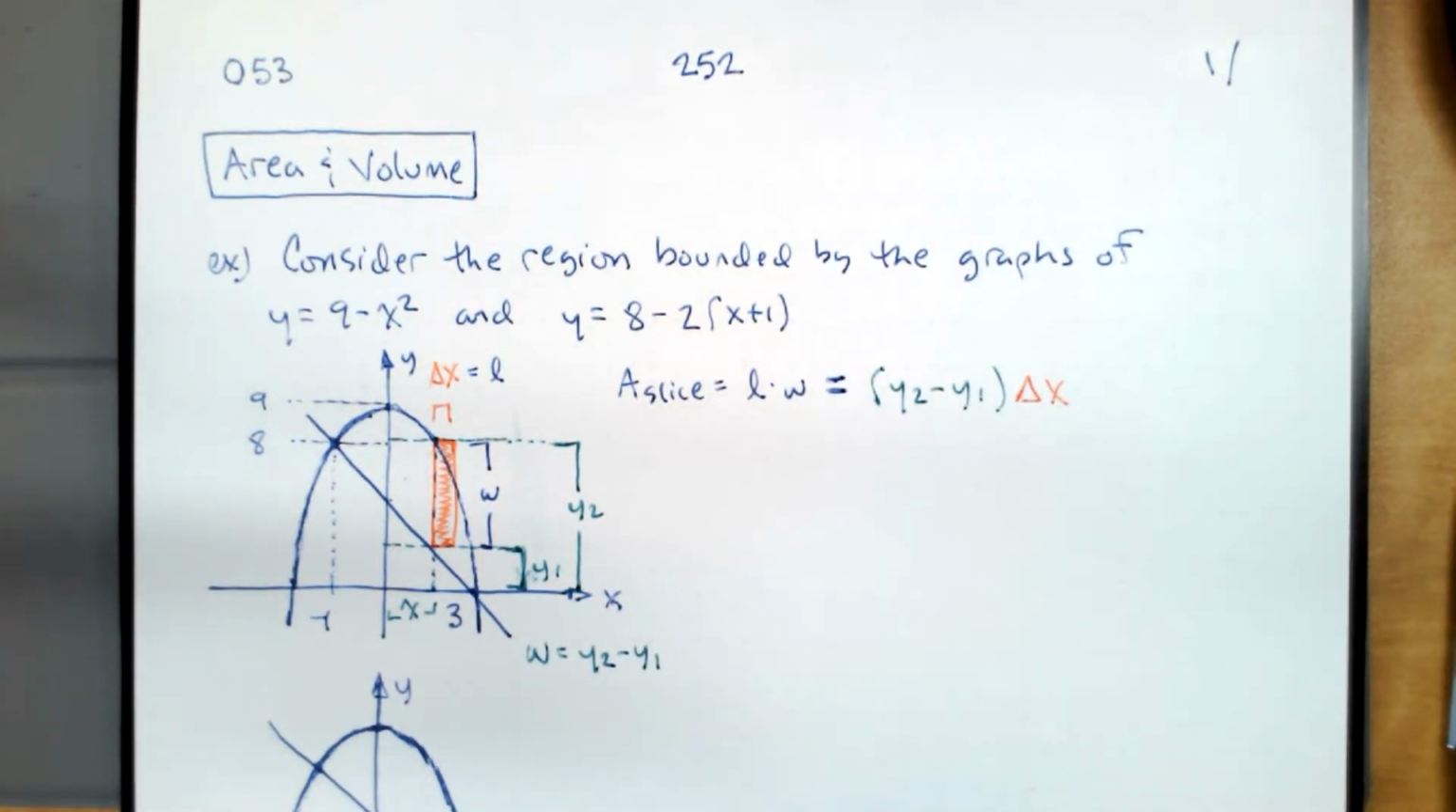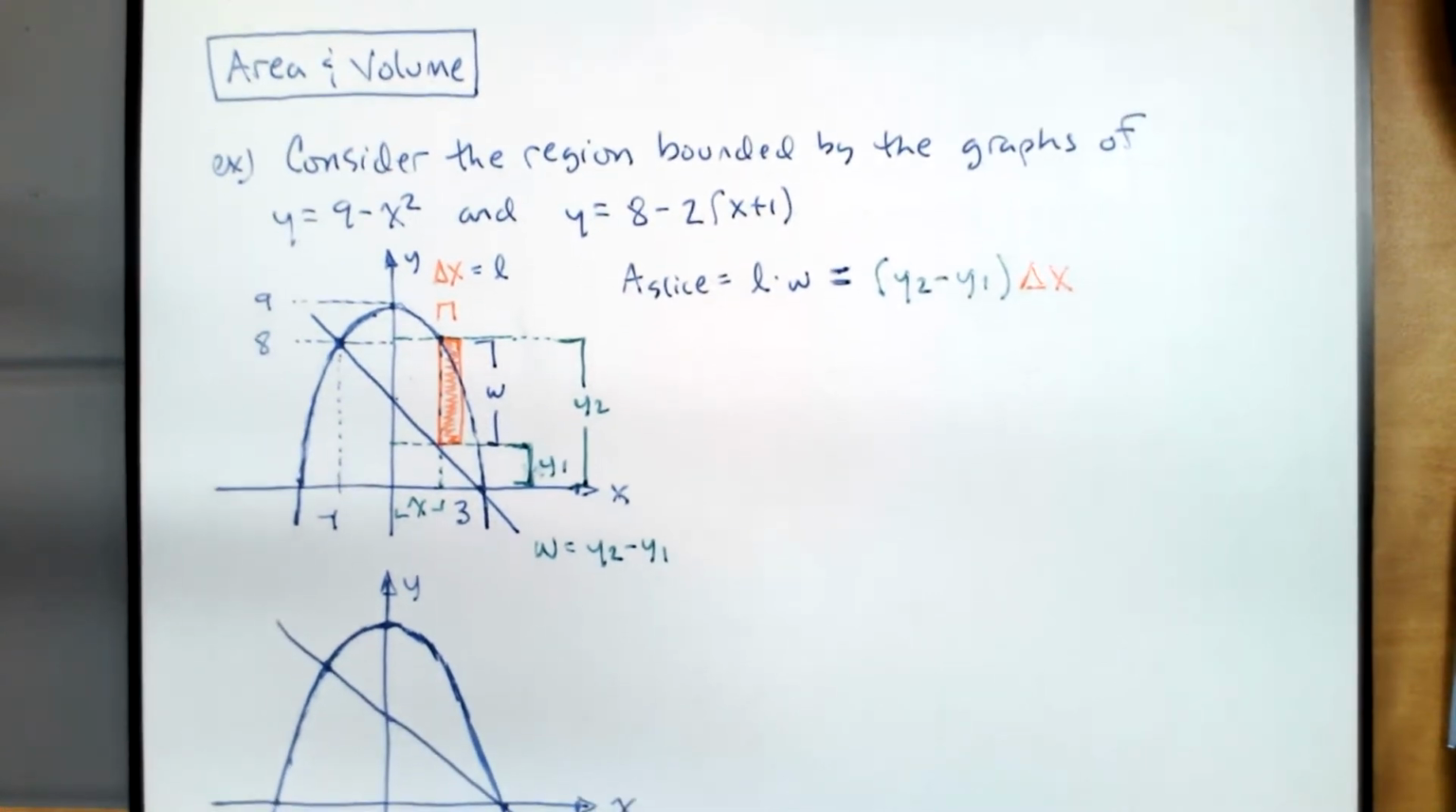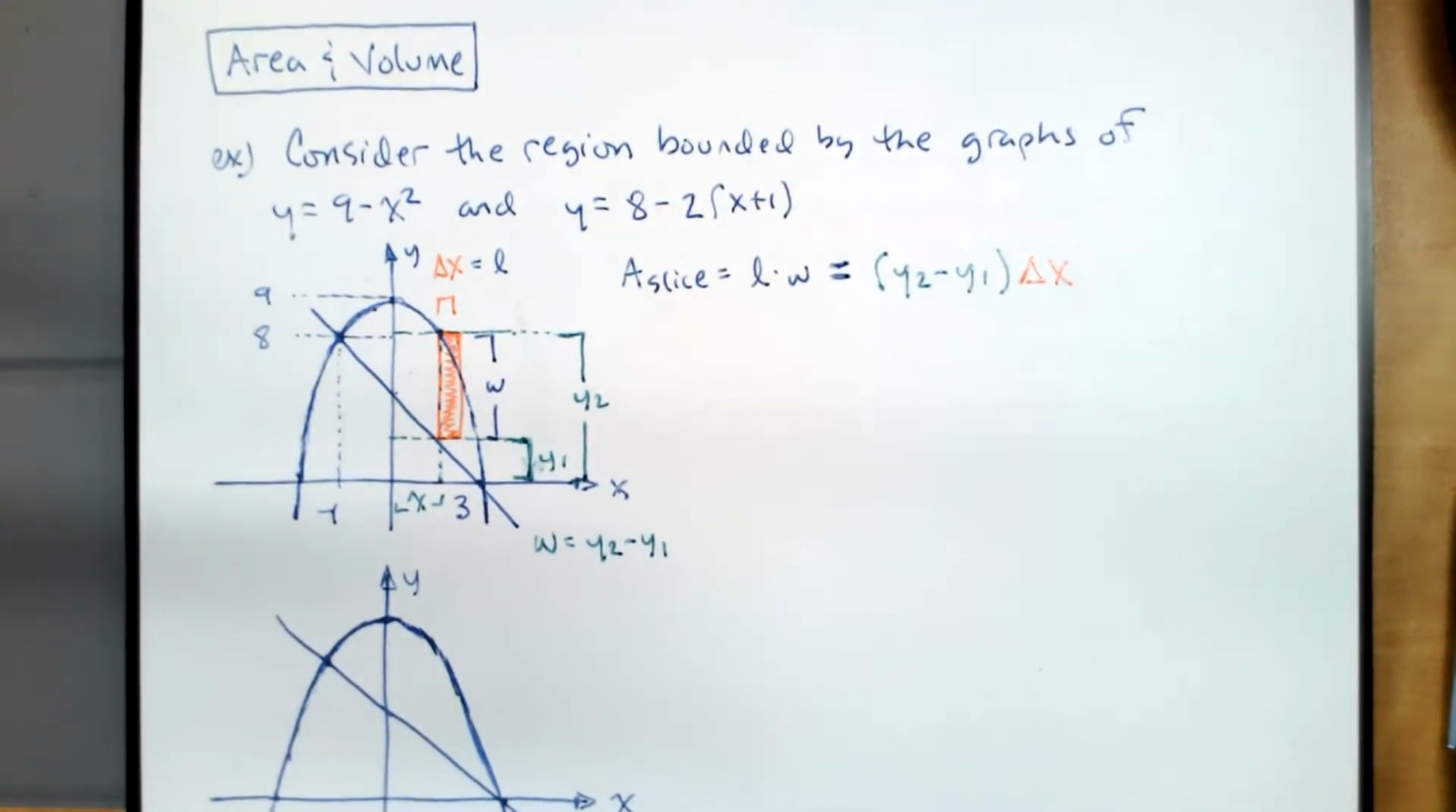But this is not good. We can't integrate y with respect to x when y is a function of x. If x and y are independent variables, then everything is fine. But y depends on x, so I can't have this kind of setup. But y2 is the parabola, so I can replace y2 with 9 minus x squared.